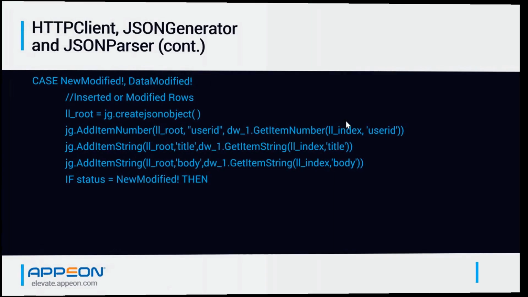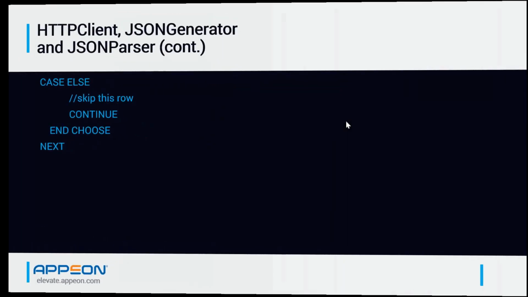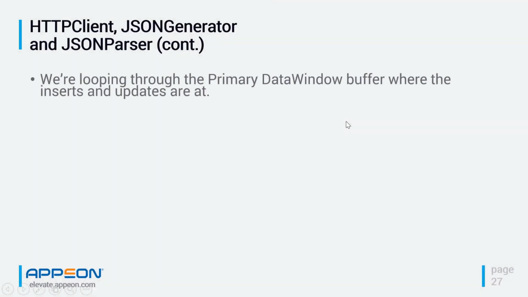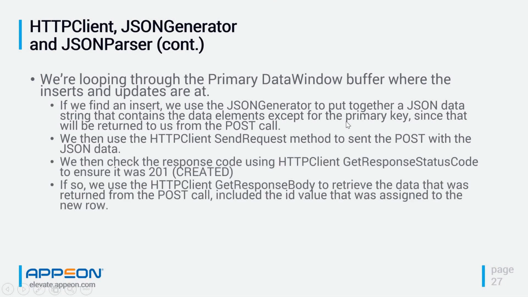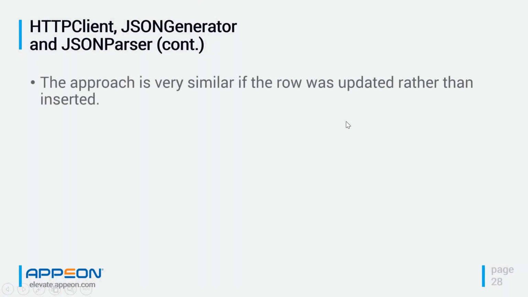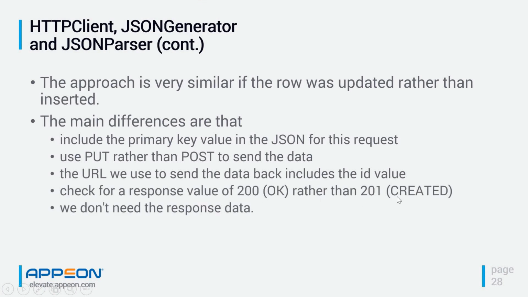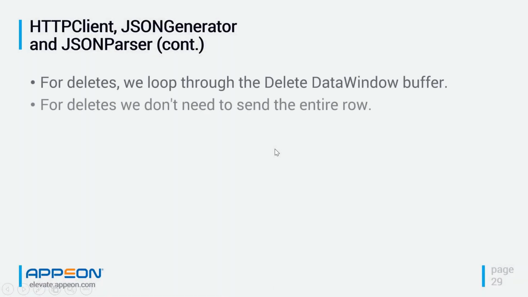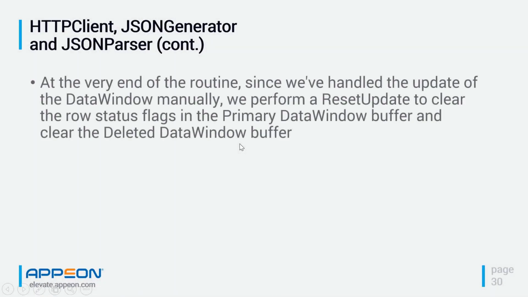This is just that same sample code. And here I'm just explaining how that worked. And there's the 200 versus the 201. 201 means the value was inserted. And for deletes, all we have to do is pass the ID value.